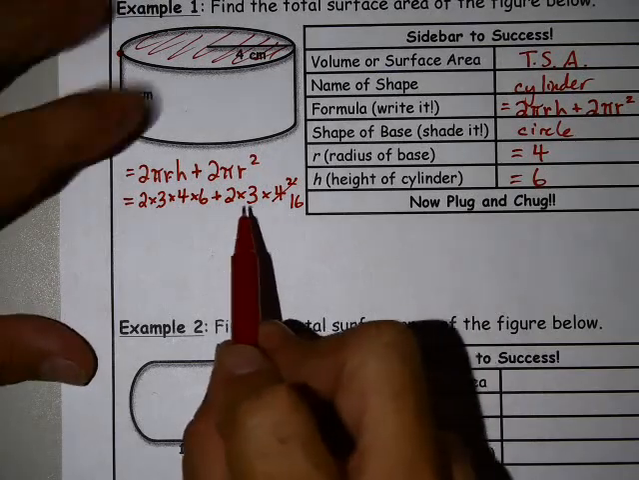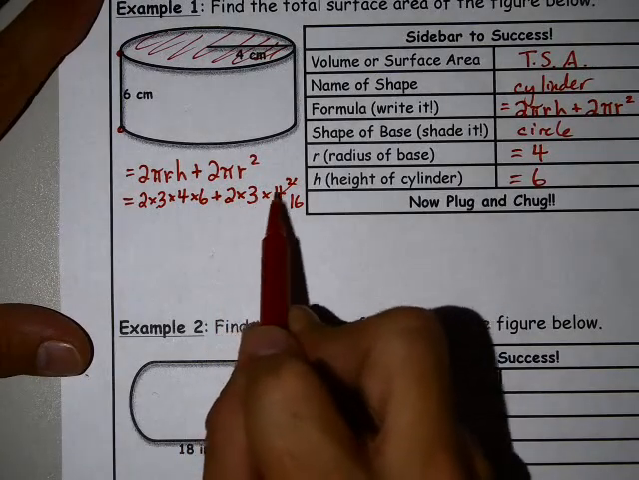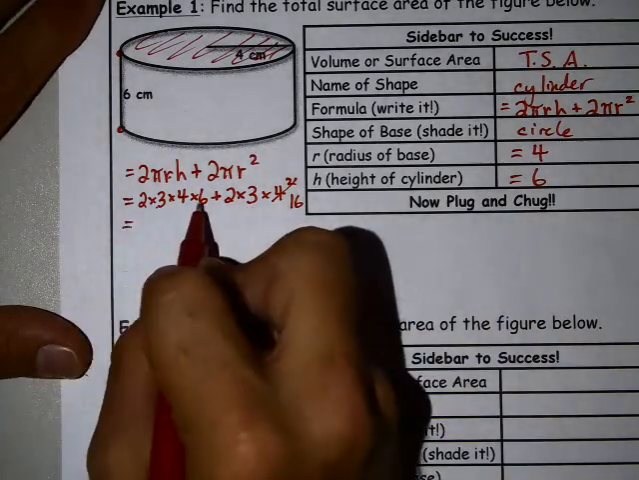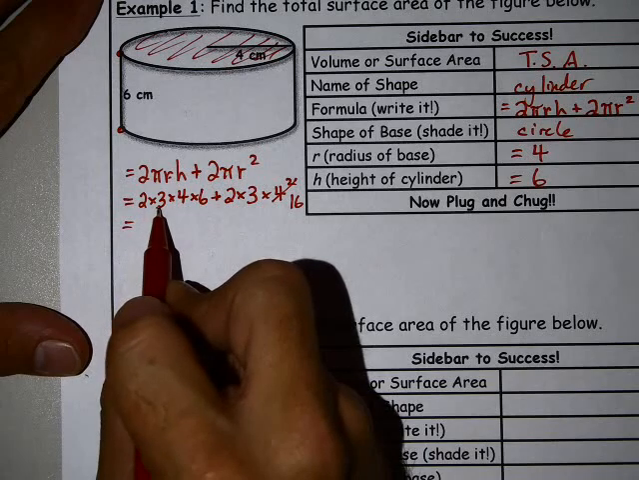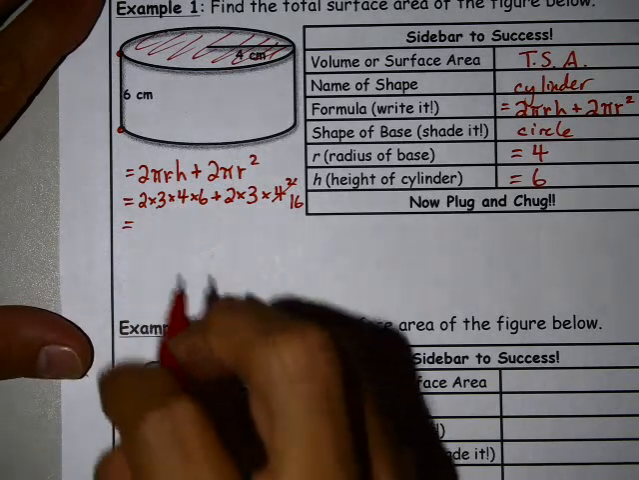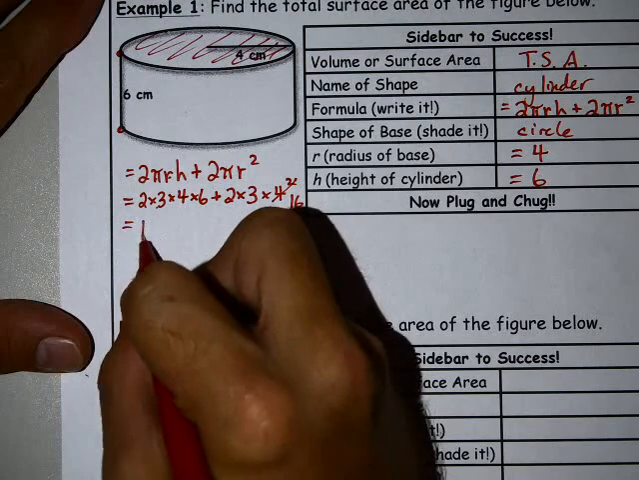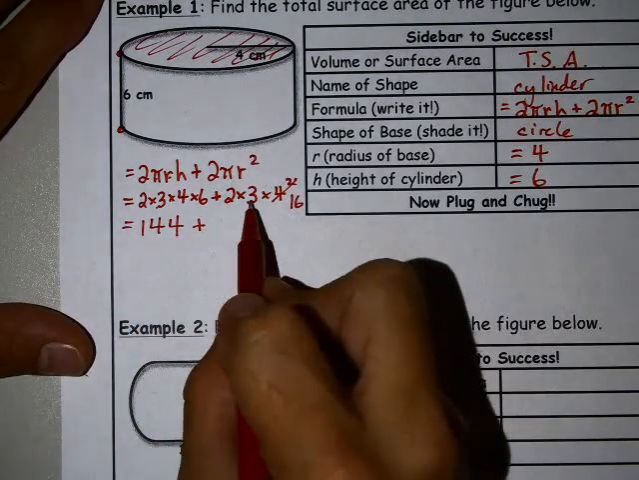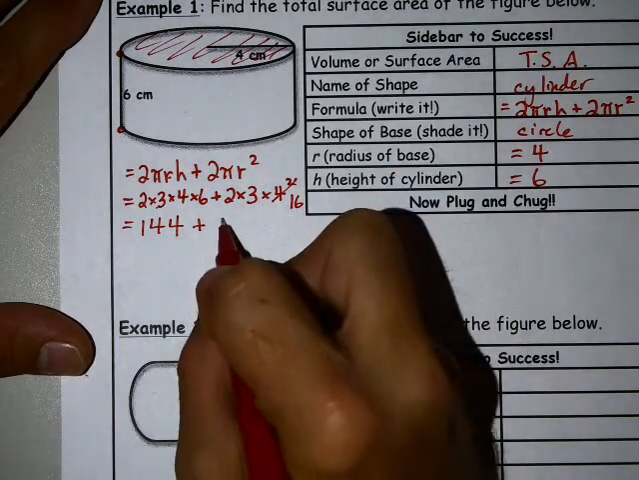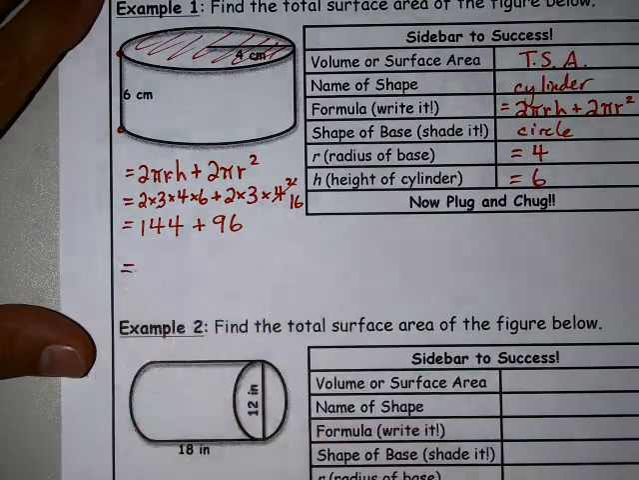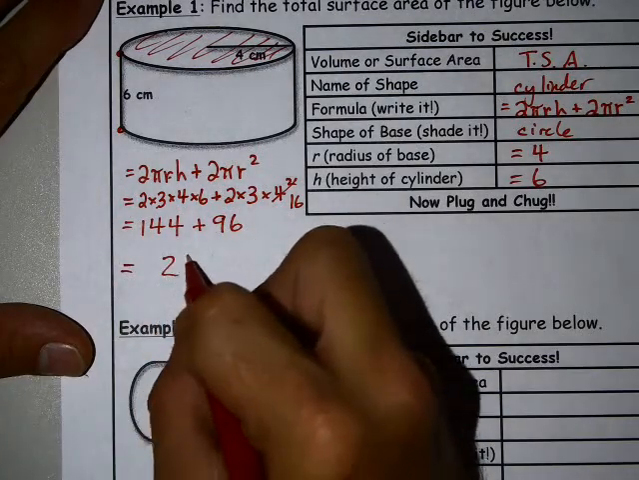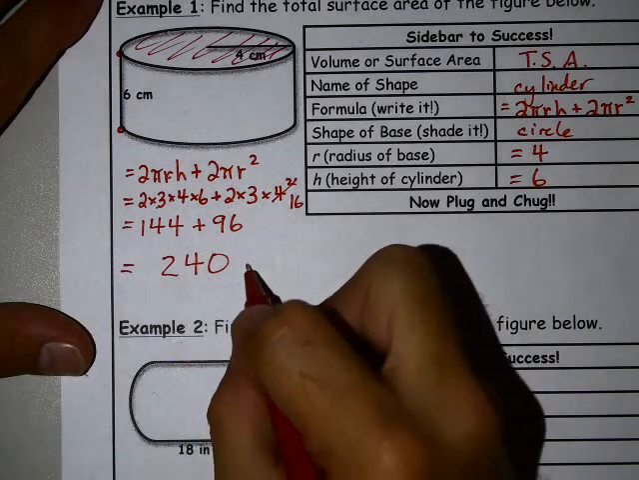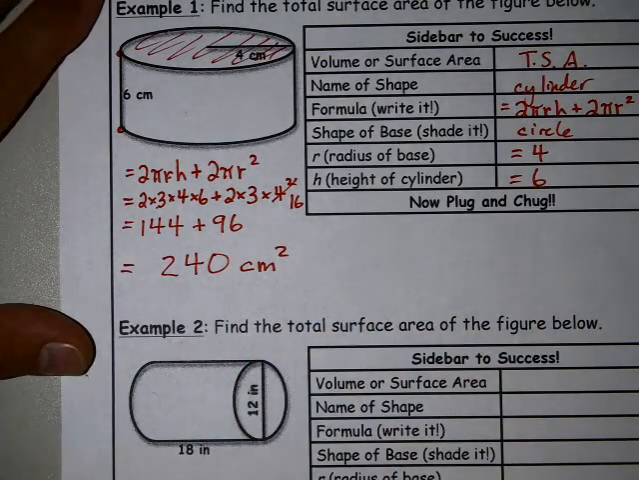Some of you may actually write out for this part 2 times 3 times 4 times 4, which is again totally okay. So I'm going to do the first half of this problem. 2 times 3 is 6, 6 times 4 is 24, and if I did 24 times 6 I would get 144, plus 2 times 3 is 6, times 16 is 96. And when I add those together, I get a total area of 240. So my answer for that one is 240 square centimeters.